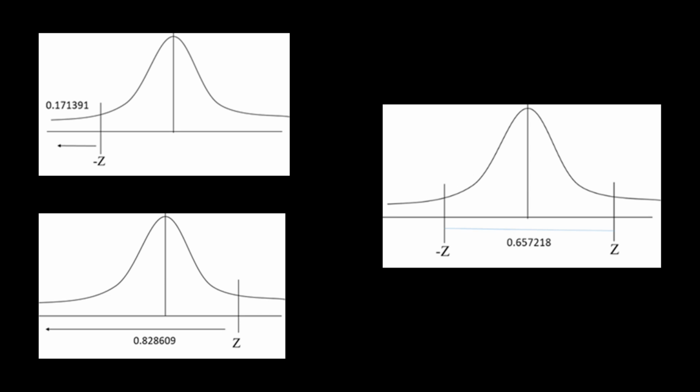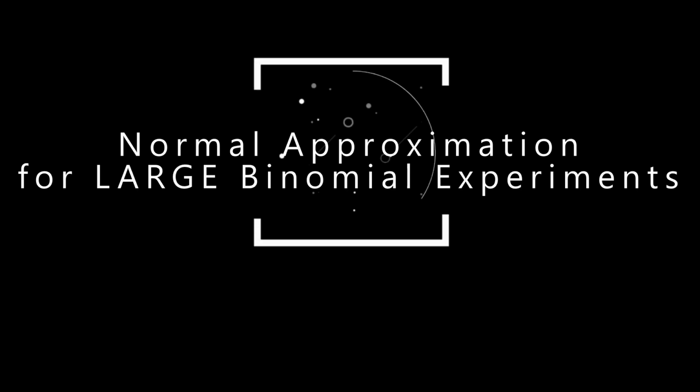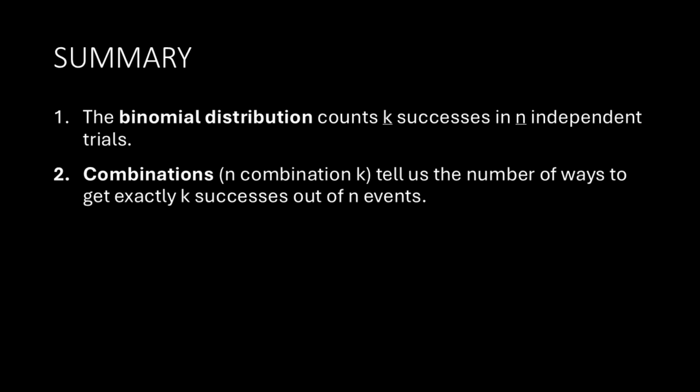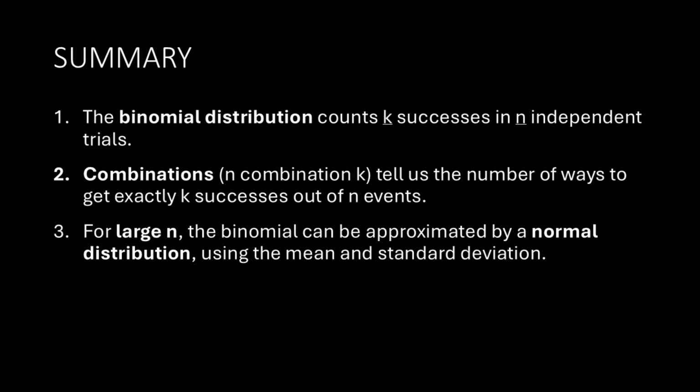Now imagine how simple this is if we're working on hundreds or even thousands of coin toss experiments. To sum up, the binomial distribution counts successes in n independent trials. Combinations, meaning n combination k, tell us the number of ways to get exactly k successes. For large n's, the binomial can be approximated by a normal distribution using the mean and standard deviation.